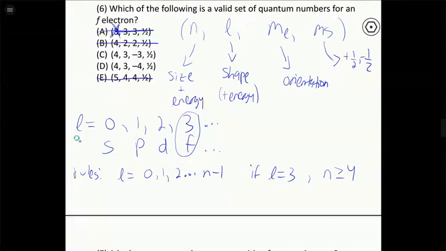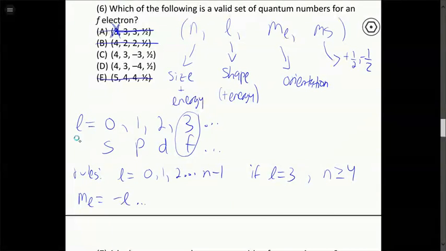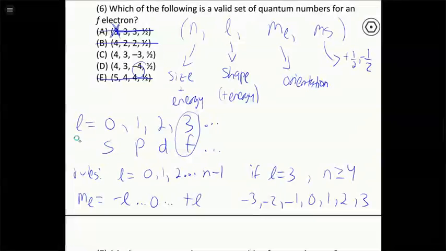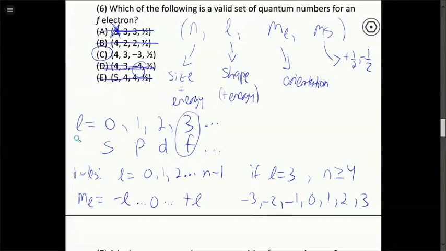So if we remember the values that are allowed for m sub L, it's going to be minus L, including 0, all the way to plus L. So that means for an F orbital, the allowed values are going to be minus 3, minus 2, minus 1, 0, 1, 2, and 3. So choice D doesn't work because it has this value minus 4 for m sub L. So the only one where all 4 quantum numbers check out is choice C.